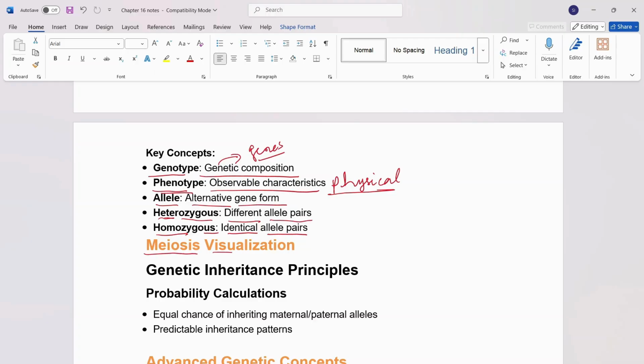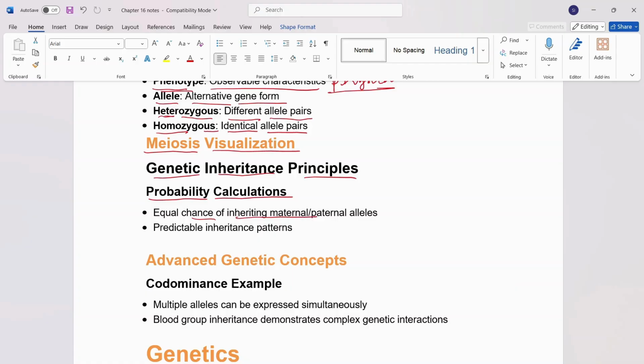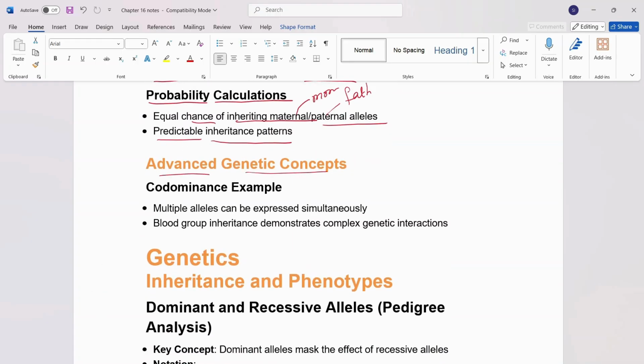Now let's talk about meiosis visualization. Now genetic inheritance principle. Here we have probability calculations. Equal chance of inheriting maternal and paternal alleles, maternal from the mom's side and paternal from the father's side. Predictable inheritance patterns. Advanced genetic concepts include codominance. For example, multiple alleles can be expressed simultaneously. Blood group inheritance demonstrates complex genetic interactions.